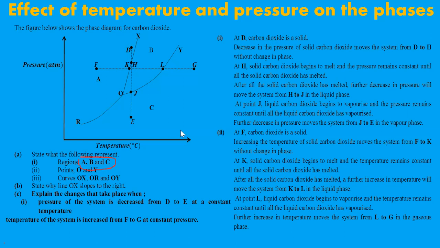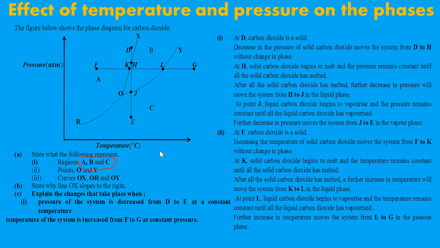Ian, are you following? Yes, sir. Ian, why does line OX slope to the right? It slopes to the right because the melting point of solid carbon dioxide increases with pressure. Very good. The melting point of solid carbon dioxide increases with increase in pressure.